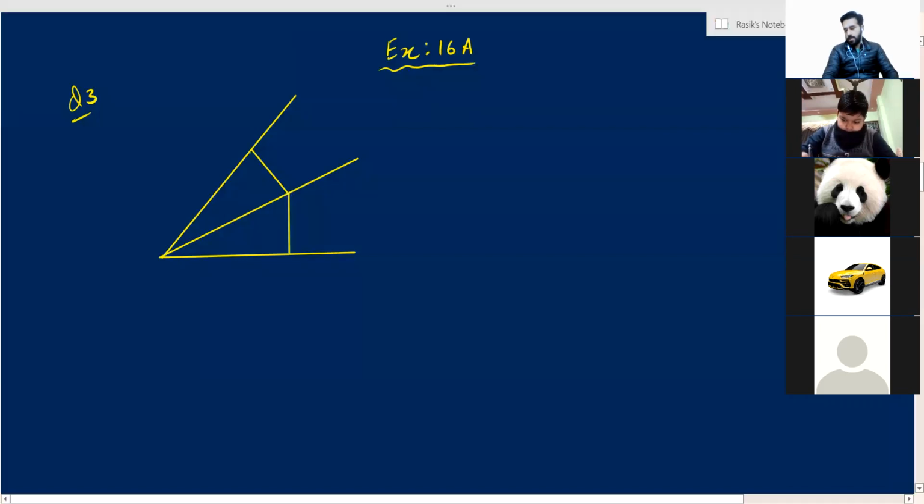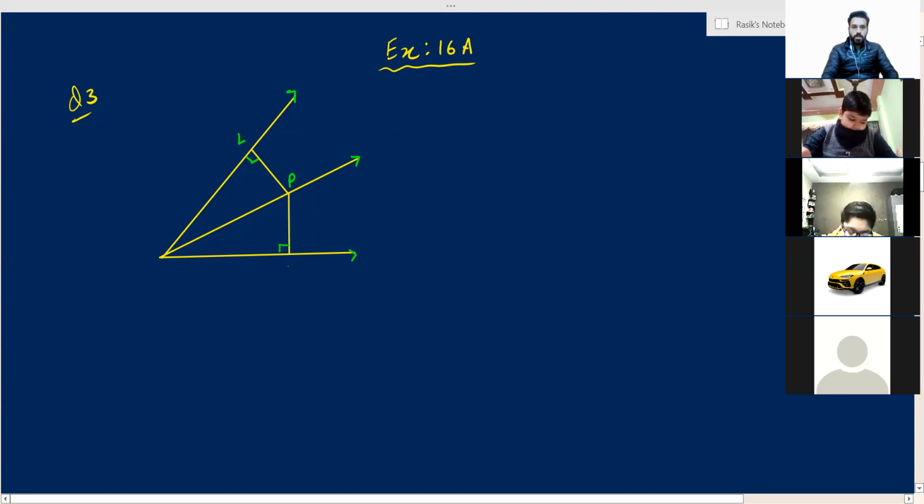So it is the first part. Question 3, there is only one part in question 3. The second part of the question. Sir, we have to draw this in the copy. Yes. Sir, drawn.